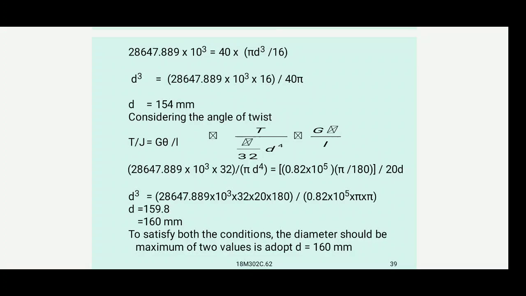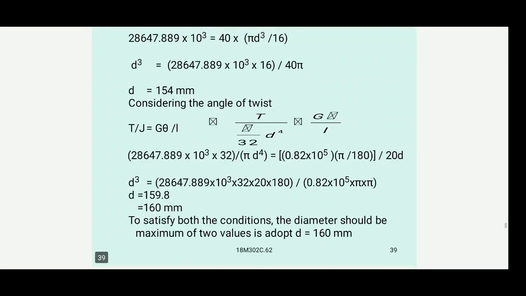Considering the angle of twist, T by J is equal to G theta by L. T by 5 by 32 into d to the power 4 is equal to G theta by L. So d is equal to 159.8, that is equal to 160 mm. To satisfy both the conditions, the maximum of the two diameter values is adopted. d is equal to 160 mm.